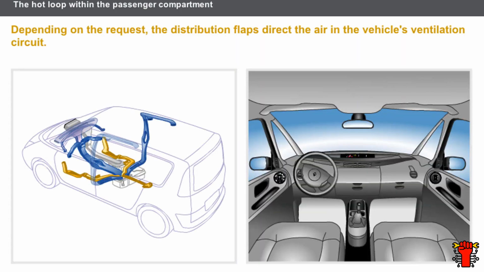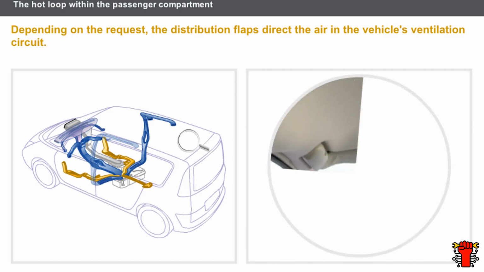Depending on the request, the distribution flaps direct the air in the vehicle's ventilation circuit. Depending on the vehicle type, the ventilation circuit includes pipes incorporated in the dashboard, A-pillars and B-pillars. Depending on the vehicle type, the air can be blown through diffusers at floor level and demisting vents. Air can also be blown through vents at the level of the dashboard and the top of the head.